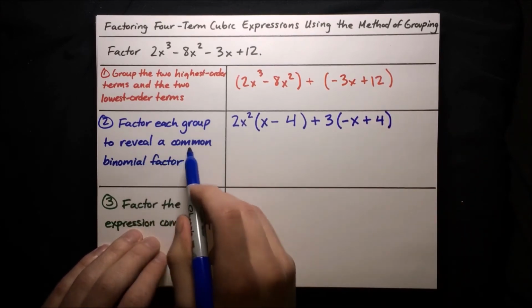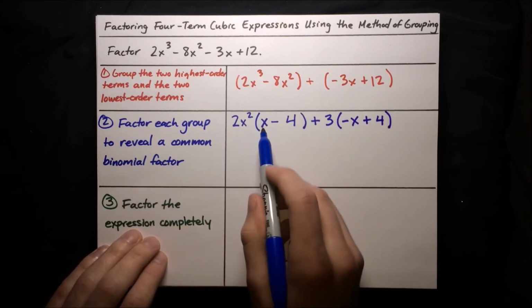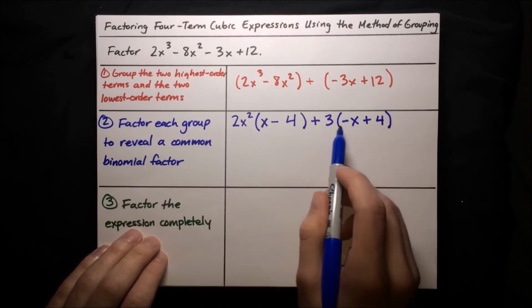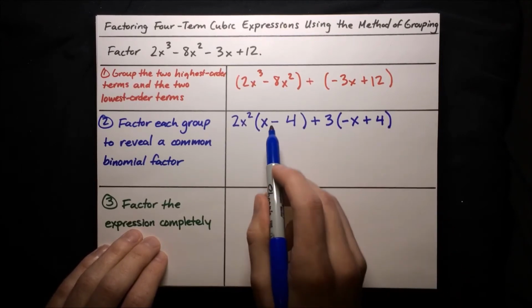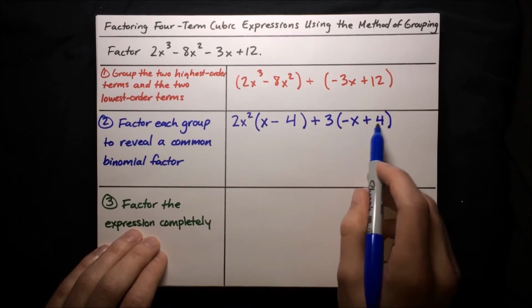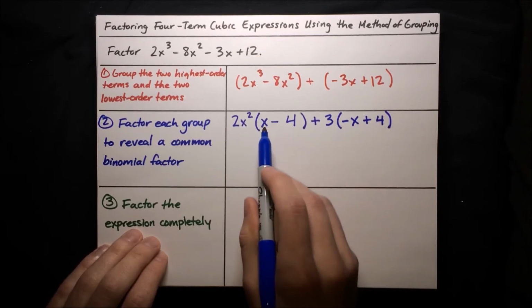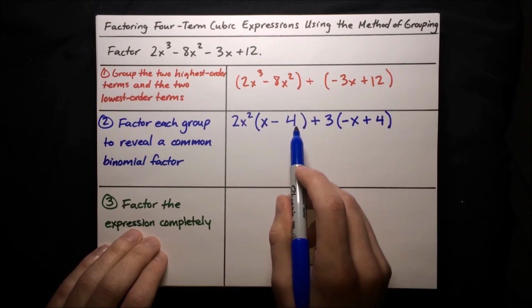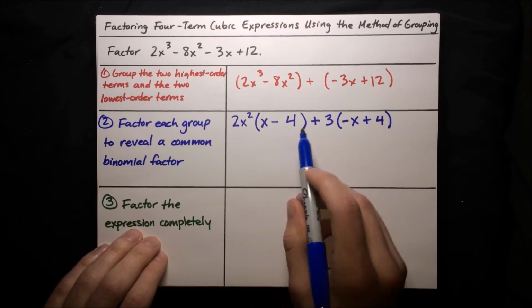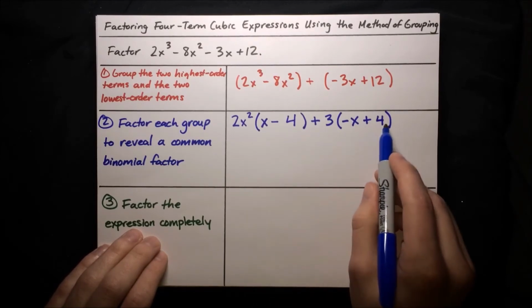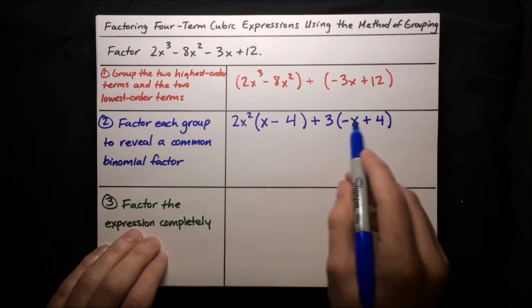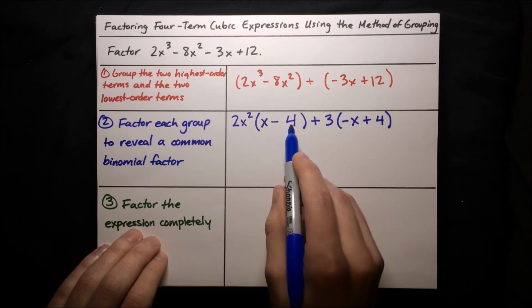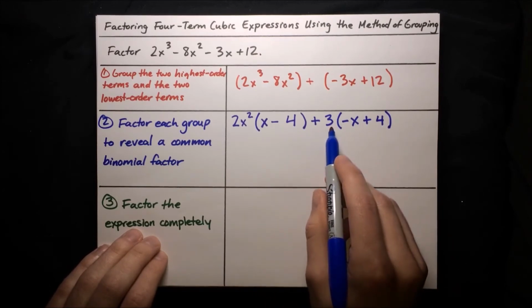Okay, and we want to reveal a common binomial factor. And, ooh, it looks like we're pretty close, but there's something that's wrong here. X minus 4 and -x plus 4. We have x and 4 in both of them, but the minus is in the wrong place in the second factor. It's on the x. We really want it between the x and the 4. So how can we fix this? Well, you notice that if we apply a negative sign to both of these terms, then it'll switch. Like the negative of -x would just make x, and the negative of +4 would just make -4. So why don't we also factor out a negative here?